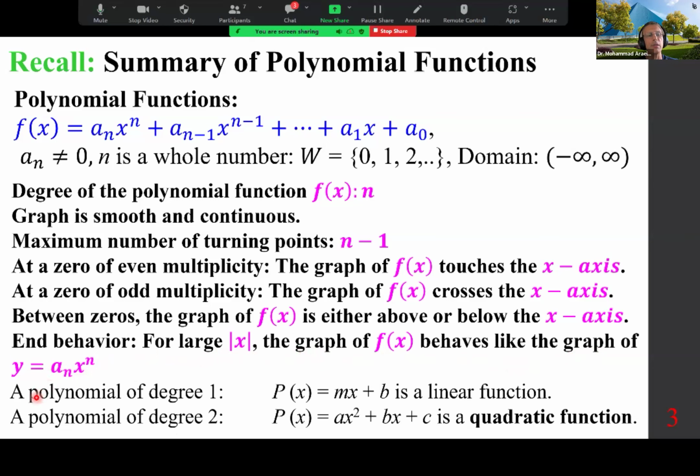As an example, a polynomial of degree 1, p of x equals mx plus b, is a linear function, and a polynomial of degree 2, p of x equals ax squared plus bx plus c, is a quadratic function, as you all remember. In the case of a quadratic function, the vertex x has coordinates minus b over 2a, and y has coordinates f of minus b over 2a. You plug in.